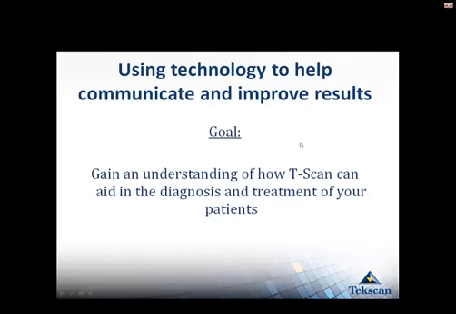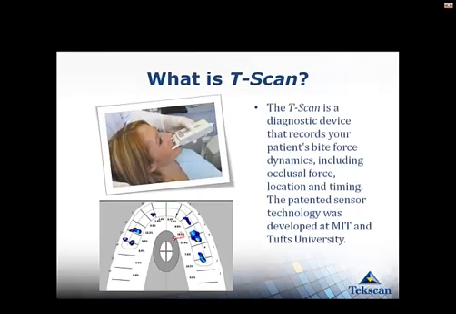So the goal of tonight is really for you guys to gain an understanding of how TScan can aid in the diagnosis and the treatment of your patients. Traditionally, TScan was always thought of as a case finishing tool, and we have a lot of our doctors nowadays really using TScan on the front end to help in diagnosis and patient education. And so we're going to go through all of this stuff.